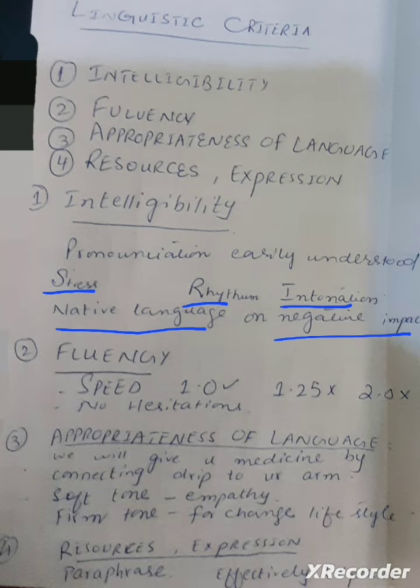And then is the fluency part. Here your speed must be moderate, not more than that. For example, if you speak too quickly, your patient might not be able to understand what you are advising. And if you speak too slowly, he might get bored.